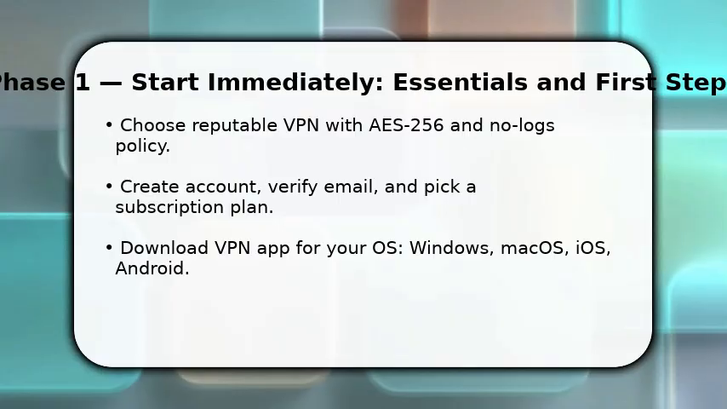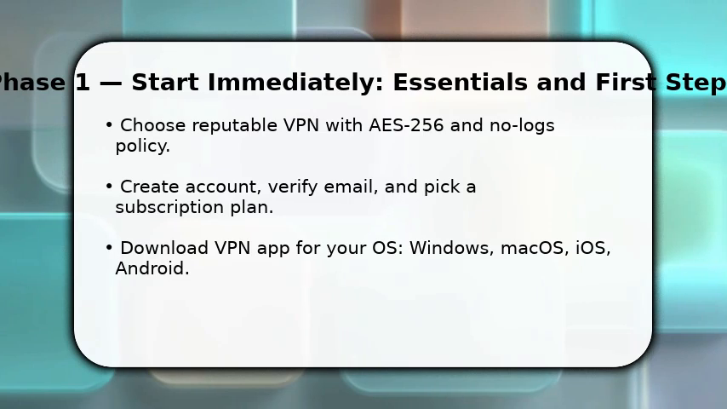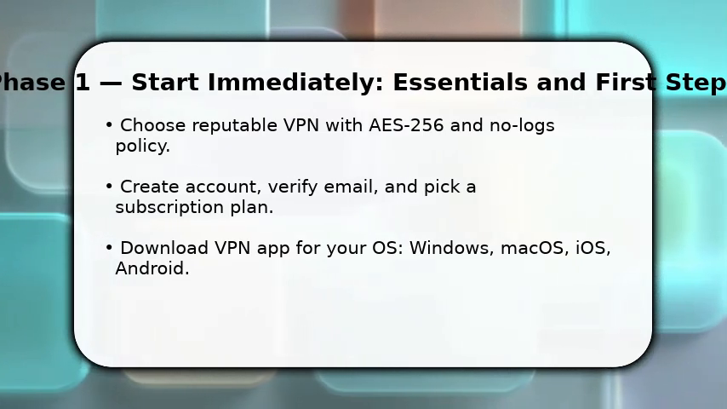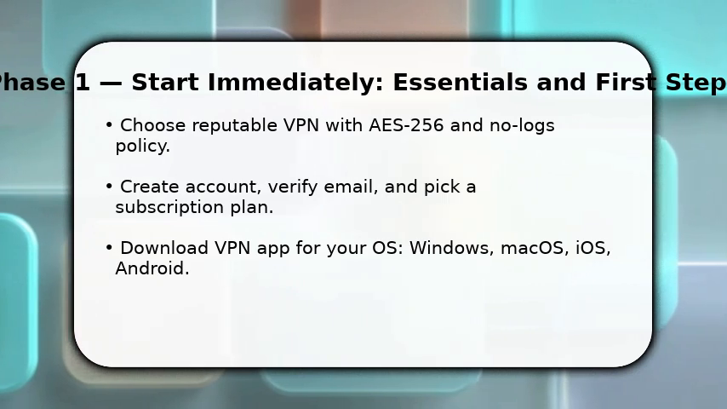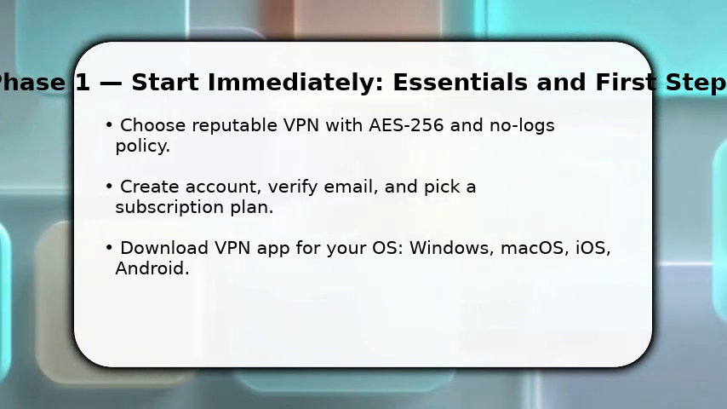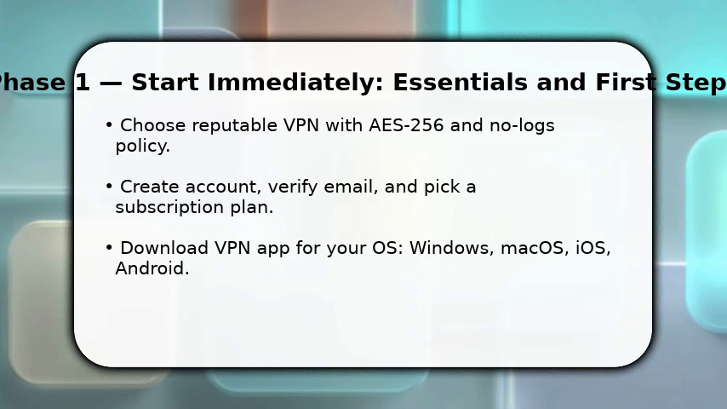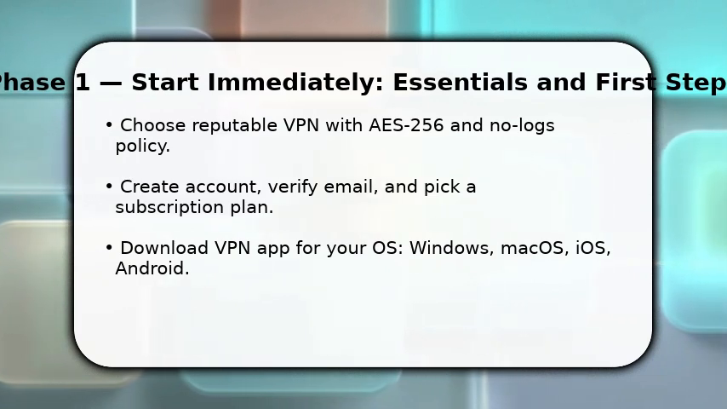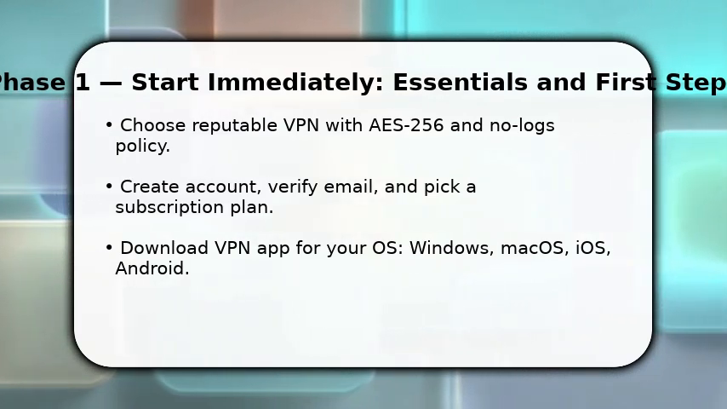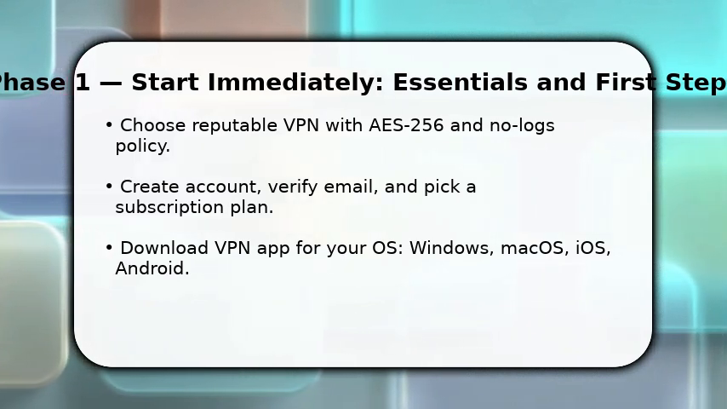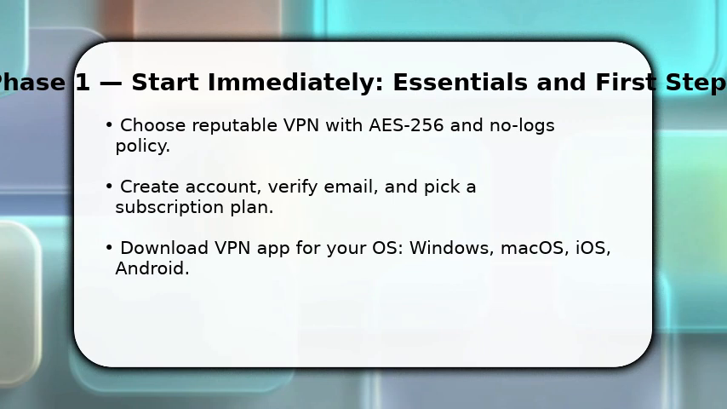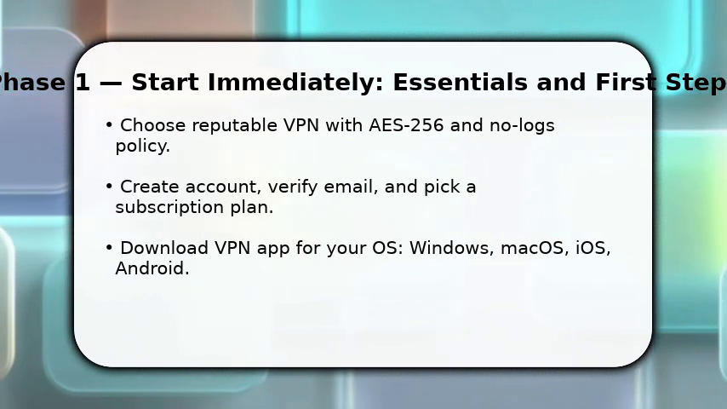Enjoy the video. You start by choosing a reputable VPN that uses AES 256 encryption and a strict no-logs policy. This protects your traffic. Once you have an account, verify your email and select a subscription plan that fits your needs. Next, download the correct app for your operating system, Windows, Mac OS, iOS, or Android, and install it. Make sure to allow any required permissions.